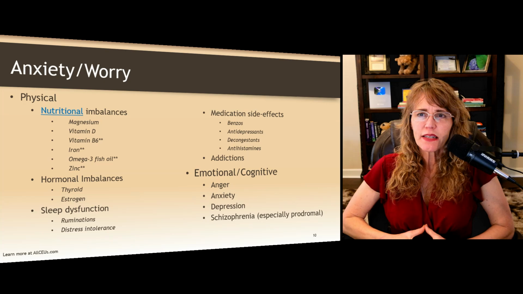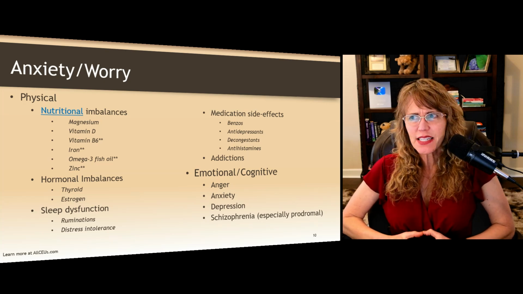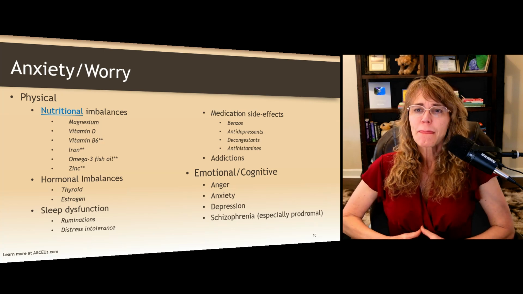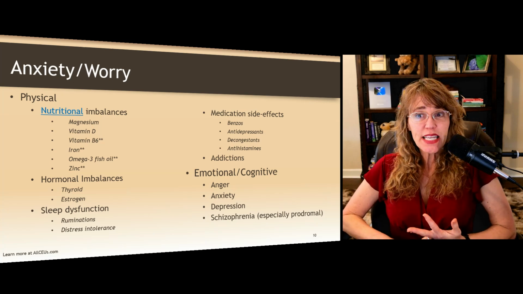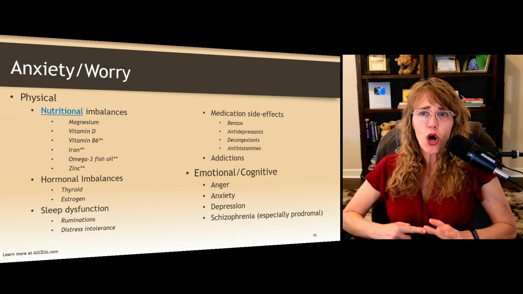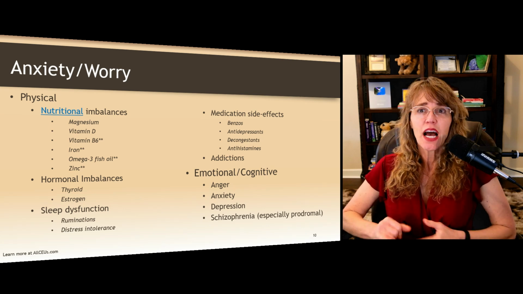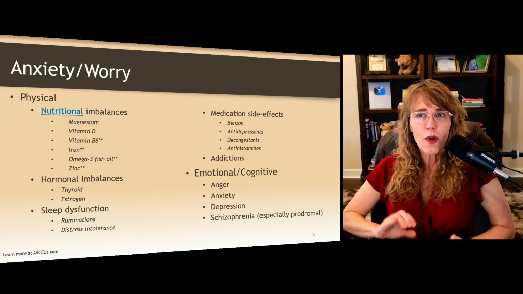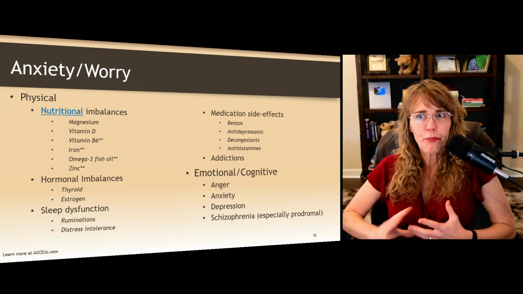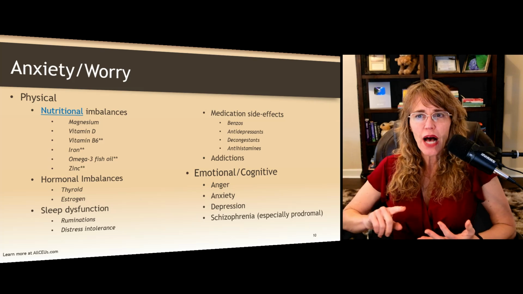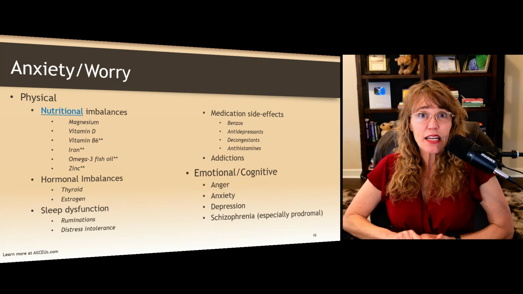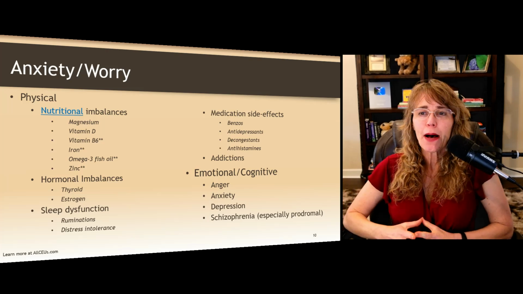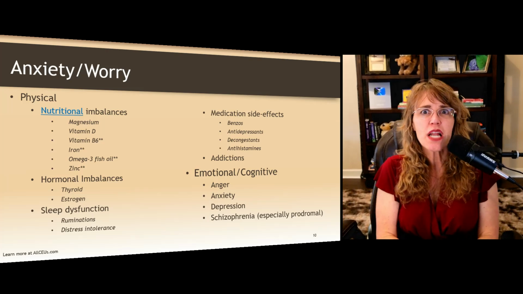Anxiety or worry. See how often these nutritional imbalances come up, as well as gut microbiome dysfunction? Magnesium, vitamin D, vitamin B6, iron, omega-3, and zinc have all been associated with anxiety when they are in the wrong balance. Vitamin B6, iron, omegas, and zinc, when you're taking too much of it, actually causes anxiety. But you need those things in order to not feel anxiety.